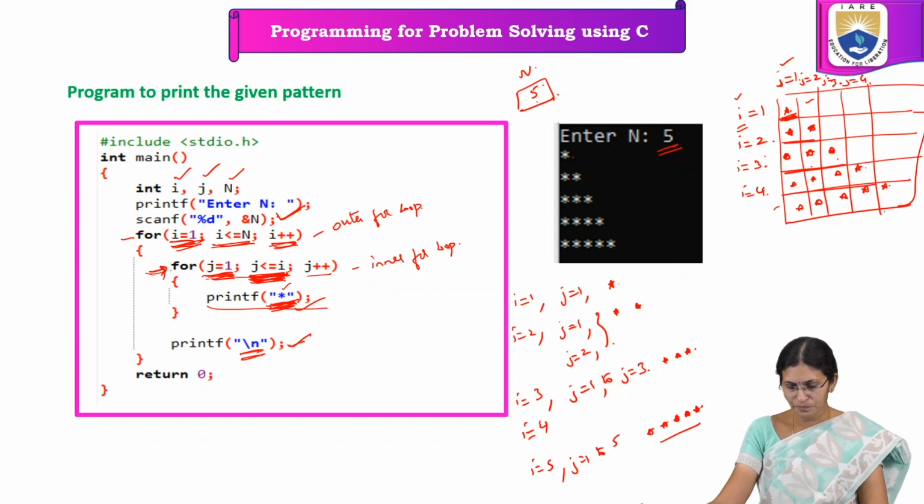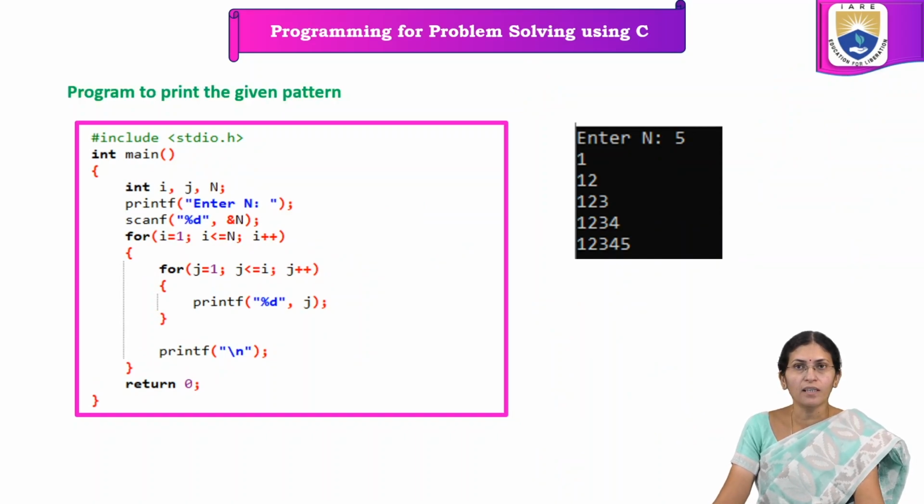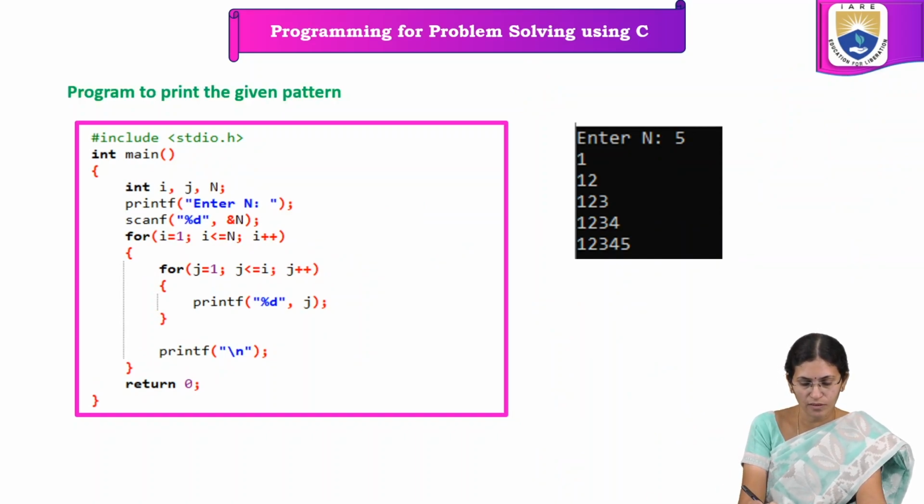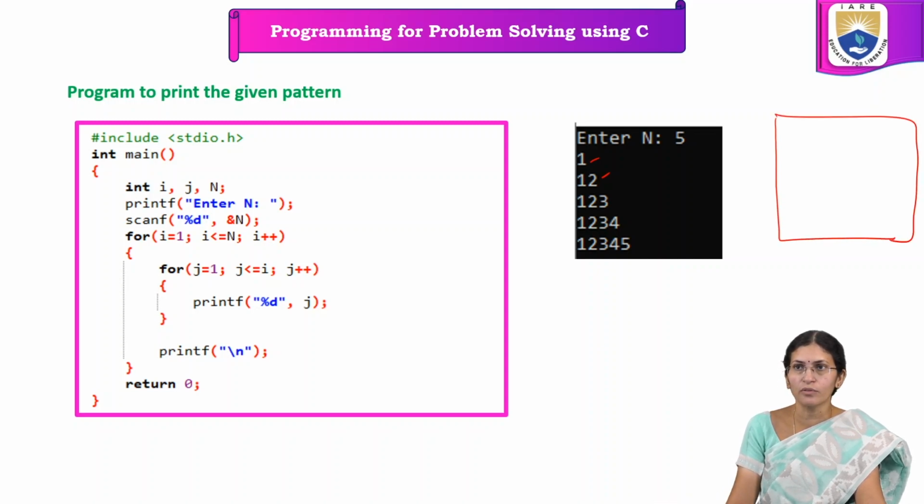So next pattern. Now let us see another pattern. So this is how we can write the program. This is the same pattern as we have seen previously, but instead of printing the stars, now we need to print the digits here. So as you can see here, we are making use of 2 for loops. One for loop to iterate over the rows and another for loop to iterate over the columns.